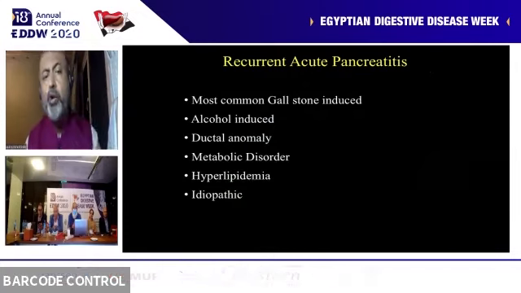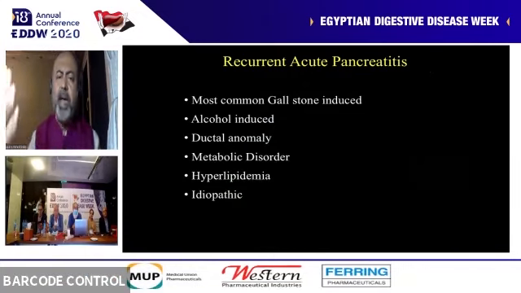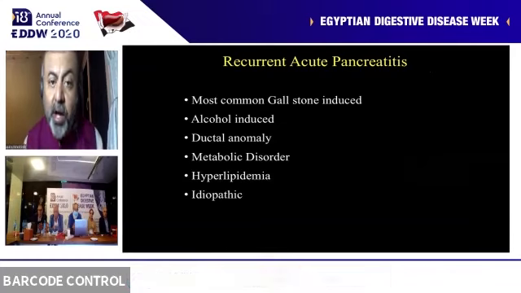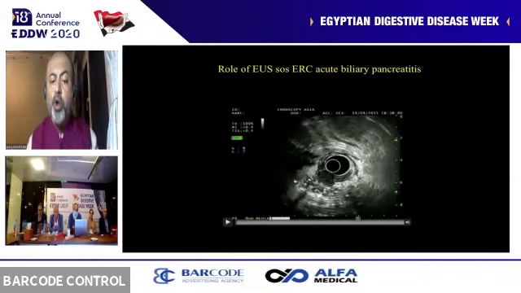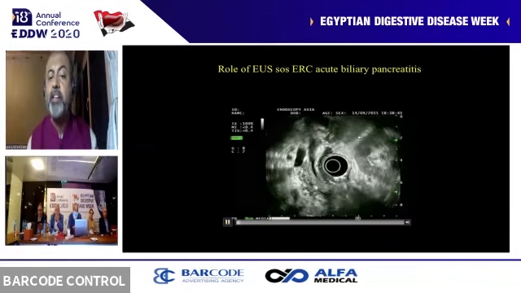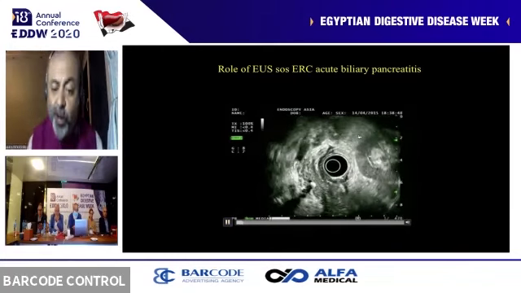So when you talk of recurrent acute pancreatitis, we have certain etiological factors, but we do not really take care of the pancreas the way we should by early evaluation with EUS. Now, I'm sure all of you here in the audience and the students know acute gallstone pancreatitis. I will tell you what is the pathophysiology of gallstone pancreatitis.